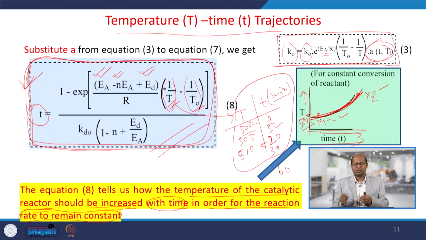Therefore, if we want to maintain the same reaction rate and same conversion for the process, we have to increase the temperature of the reactor slowly. We cannot suddenly jump, it must be slow, up to let us say 24 hours. After that the catalyst may be deactivated, but the rate and conversion remain the same by increasing the temperature. So this will tell us how to increase the temperature of the system to get the same conversion of the reactants and the same rate of reaction.